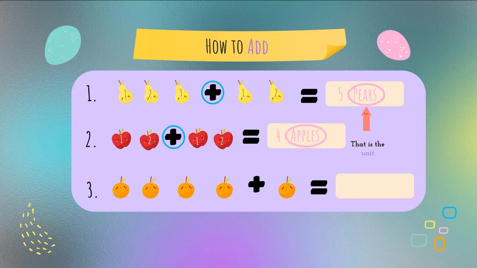In our third example, we have a group of oranges plus another group of oranges. Let's count. We have 1, 2, 3, 4 oranges plus 1 orange, which equals 5 oranges. And remember to never forget the unit.